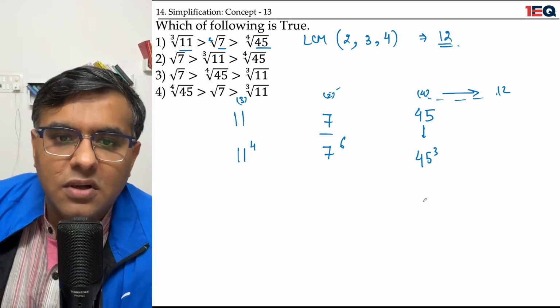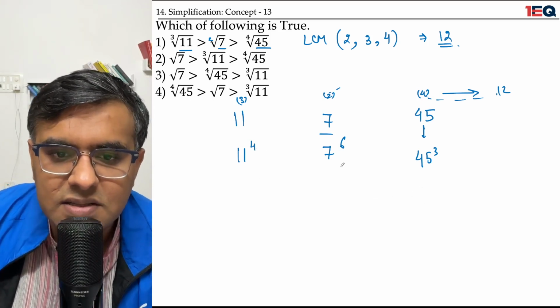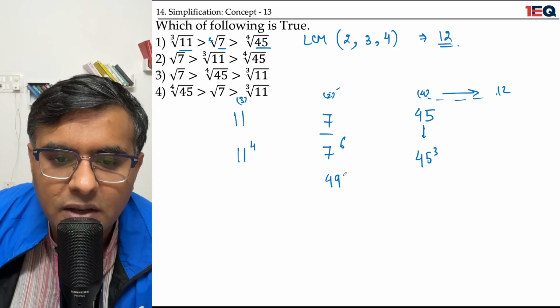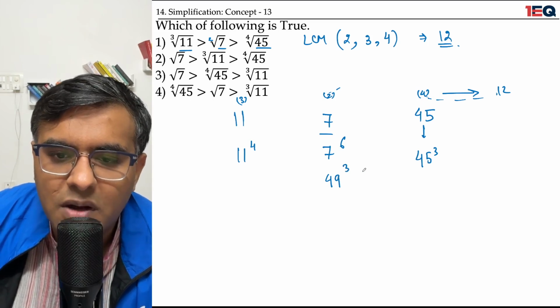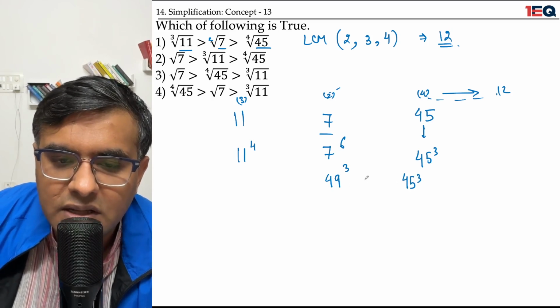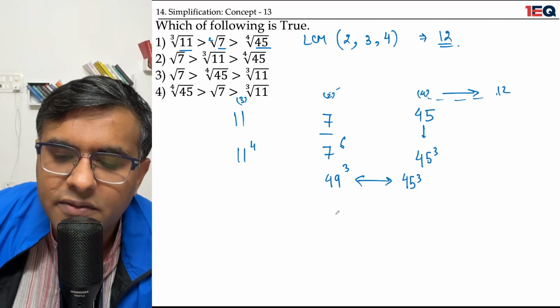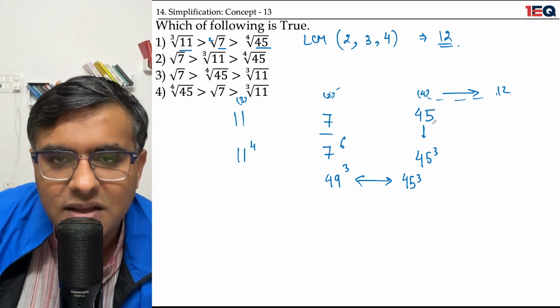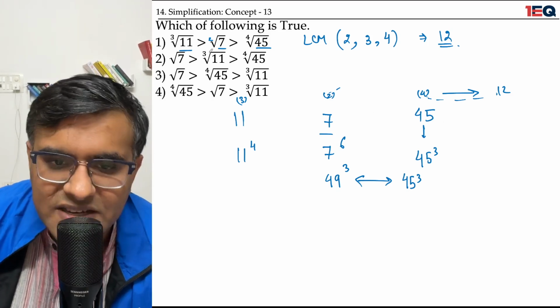Okay. So let me try to compare these things all together. If I do a 7 square, I get 49, and the square would help me with the power of 3. So there is a 45 with the power of 3, and there is a 49 with the power of 3. So this definitely means that 7 is greater than 45 in the question.